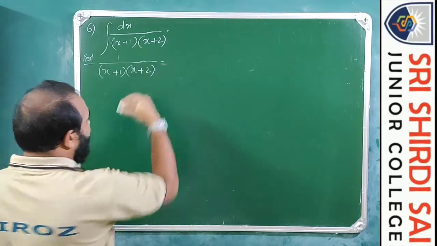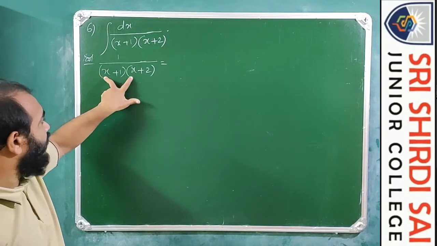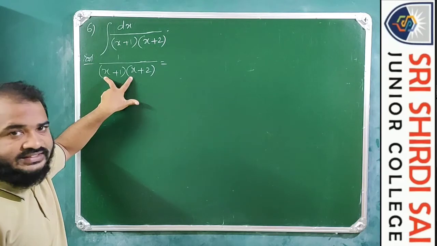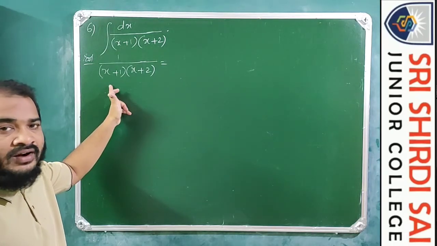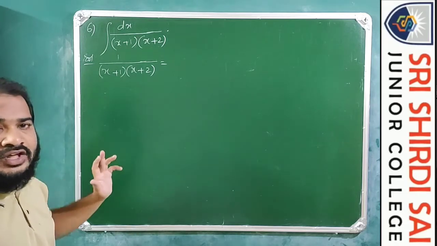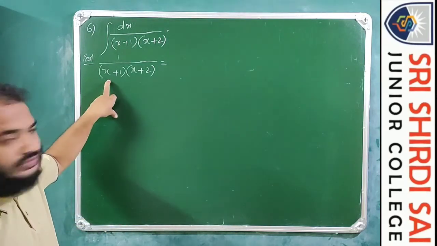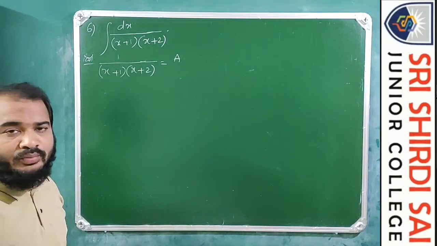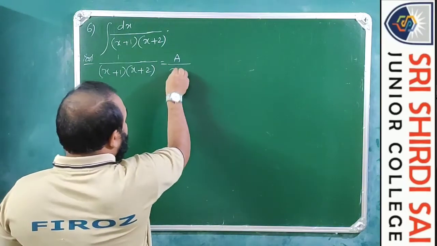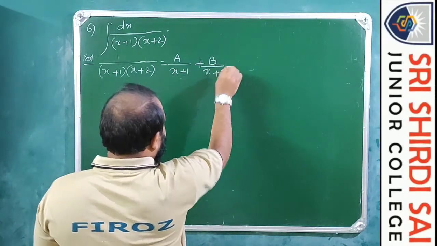This is a proper fraction in which the degree of the numerator is 0 and the degree of the denominator is 2. So 0 is less than 2. And the denominator contains two non-repeated linear factors. For every non-repeated linear factor, there corresponds a partial fraction of the form a by x plus 1, b by x plus 2, where a and b are to be evaluated. A by x plus 1 plus b by x plus 2.